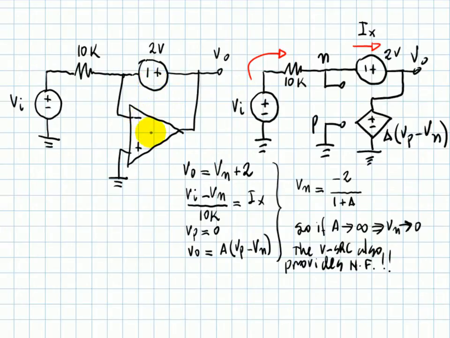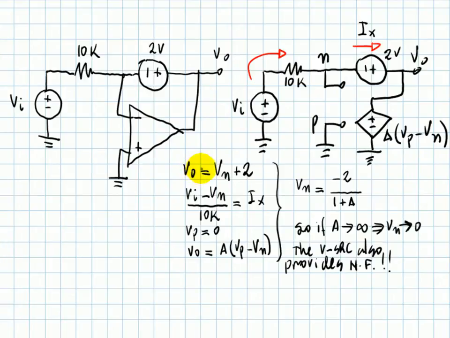I'll replace the op-amp by its model. Infinite input resistance, that's right. Zero output resistance. And the output is A times Vp minus Vn. I'm not making any assumption about the value of A. Well, that is the circuit. 10 kilo ohms here. A 2 volts ideal independent V source. Let's solve that circuit.